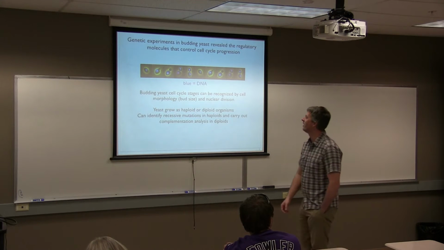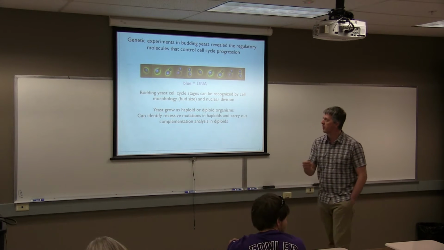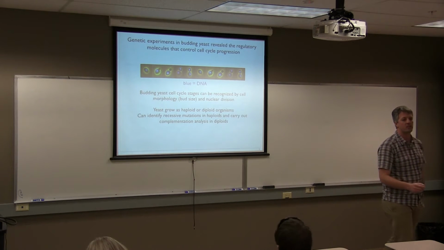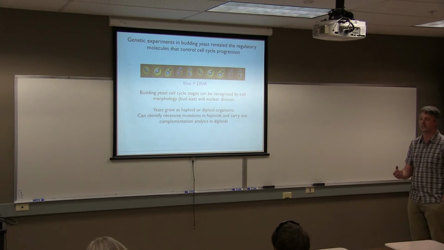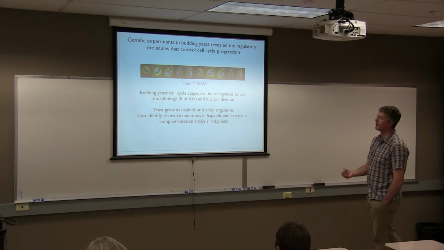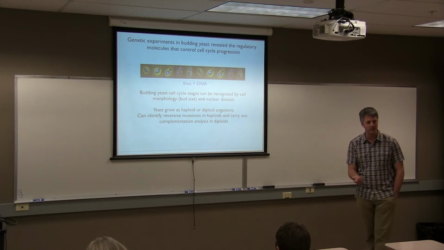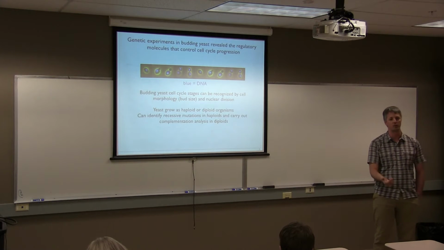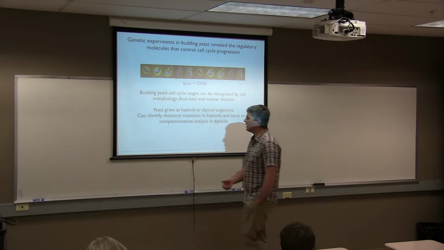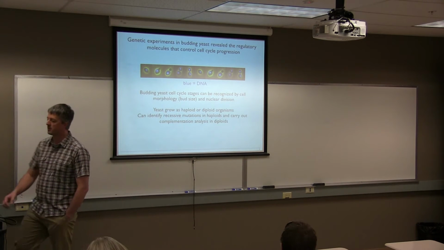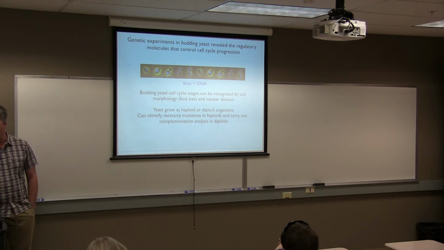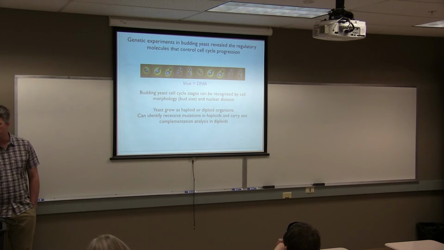So just to give you a reminder, with the yeast Saccharomyces through the cell cycle, you can tell where it's at by looking at the budding pattern. And you can grow as a haploid or diploid, which is going to be important for complementation. So right now I'm just going to take you through the experiments they did and why they were important, so you can visualize that.